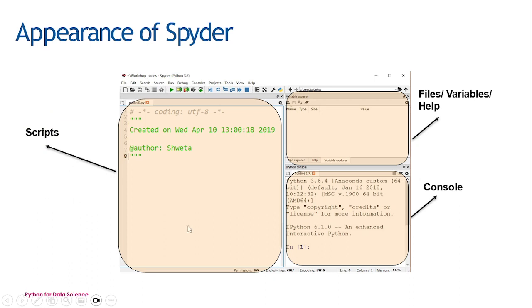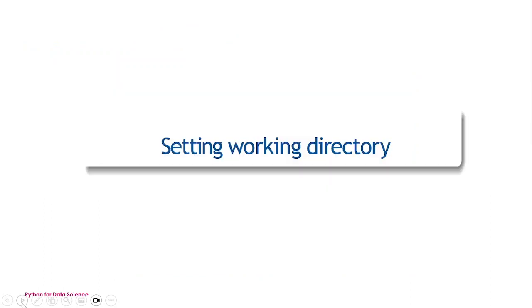Now as I said, this is the scripting window where you actually run the script, and here it has file, help, and variable window, and this is the main console. This we have already seen. Okay, now how to set the working directory.